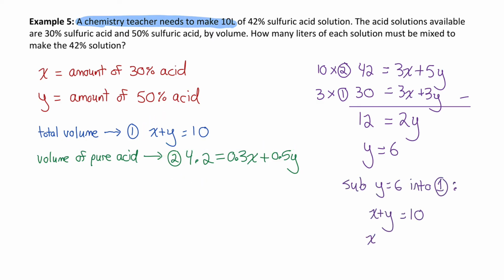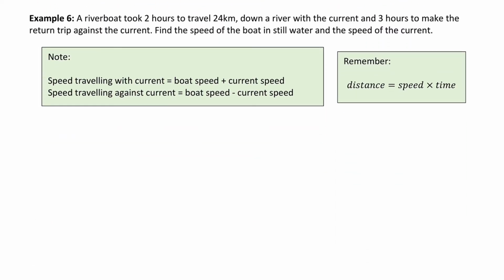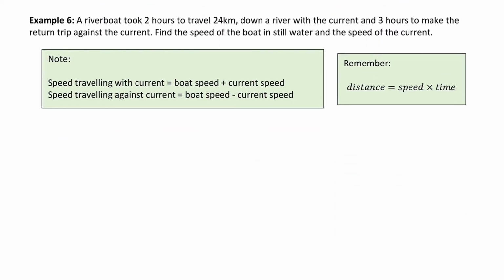I know that if there are 6 liters of the 50% solution, subtracting that 6 over, I would find out that there are 4 liters of the 30% solution. So I can state that final answer in a nice sentence. And now let's move on to the last question of this lesson, where it says a riverboat took 2 hours to travel 24 kilometers down a river with the current, and 3 hours to make the return trip against the current.